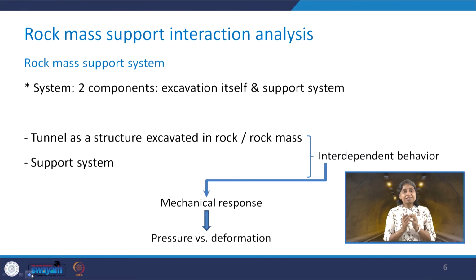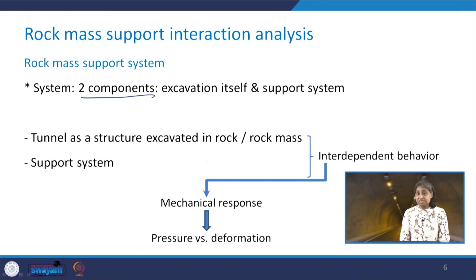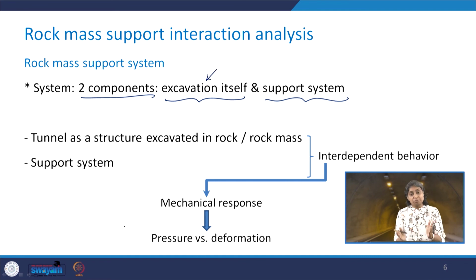Now, let us combine the two, rock mass as well as the support system. So, this complete system has two components, as we have seen: the excavation itself and the support system. Depending upon what type of rock mass it is, your excavation will show respective material behavior. Similarly, whatever type of support system is needed, correspondingly you will have the mechanical behavior of the support system.